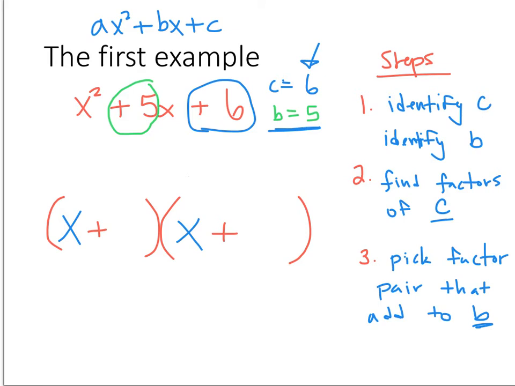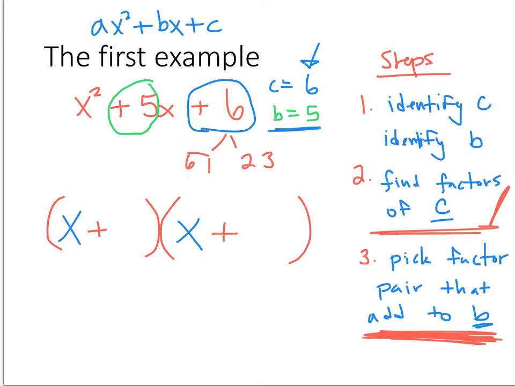Now what we're going to try to do is find factors of C here. Now factors of C, so if we take 6, different factor pairs that could multiply to 6 would be 6 and 1 and 2 and 3. Those are the only setups that we have for 6, and they can be alternated. But what we're looking for is a factor pair over here in step 3 that adds up to B. So the only factor pair that adds up to B here is 2 and 3, because 2 plus 3 is going to be 5.